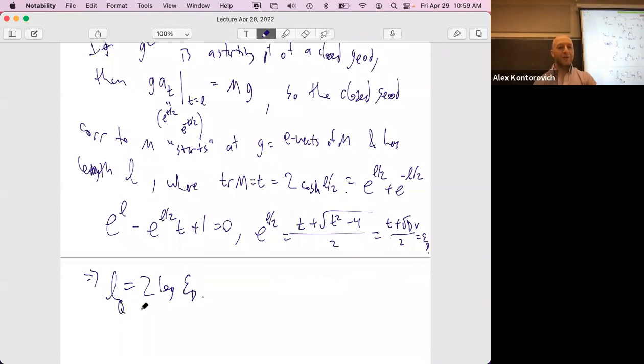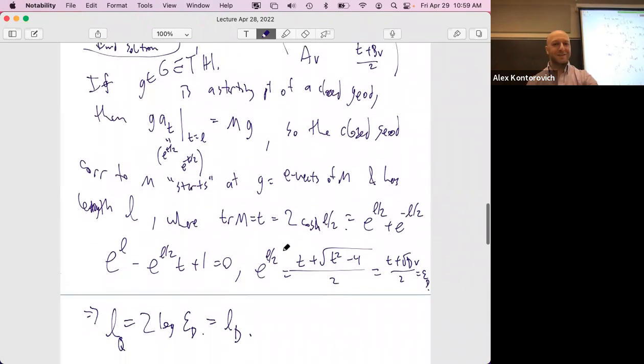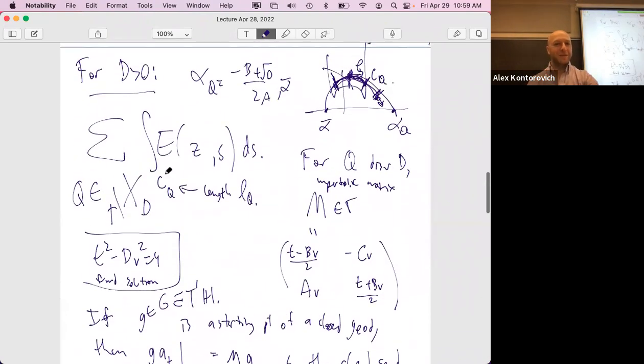Now that's the length of a particular quadratic form. And notice that it only depends on the discriminant, not on the form itself. So the length is actually the same length. All of the closed geodesics of a discriminant D have the same length. Okay? That's insane. Right, because this is just a fundamental unit. That's right. Okay, so different classes all have the same length. So already that gives us something.